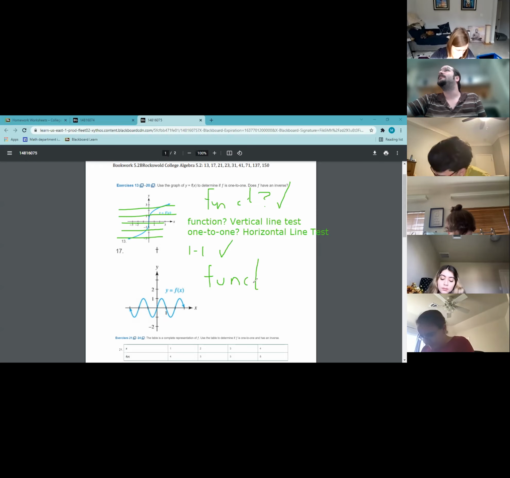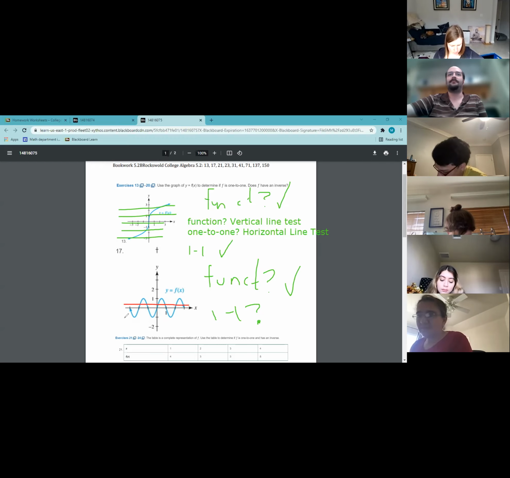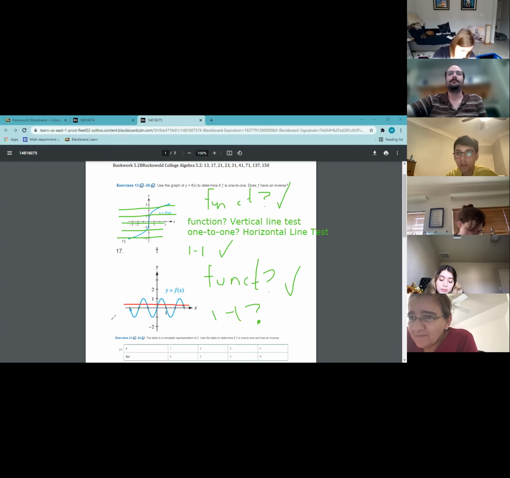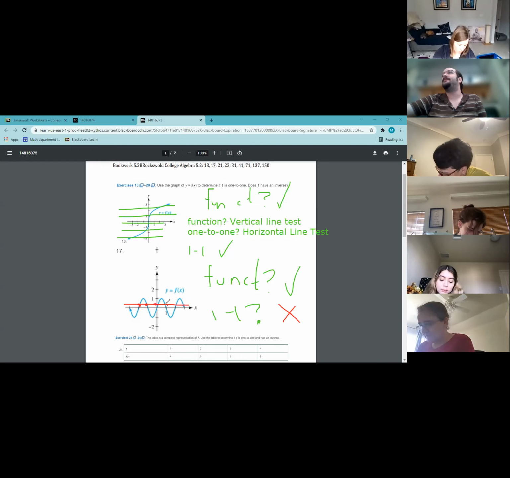Is this a function? Is this 1-to-1? So we already said, yes, it's a function. Is this one 1-to-1? So if I do a horizontal line test, is it going to pass it? No, it's not going to pass it. It's hitting it in multiple spots, right? It's hitting it like 1, 2, 3, 4, 5, 6 spots I can see. If this line keeps going, it's going to hit it infinitely many times.